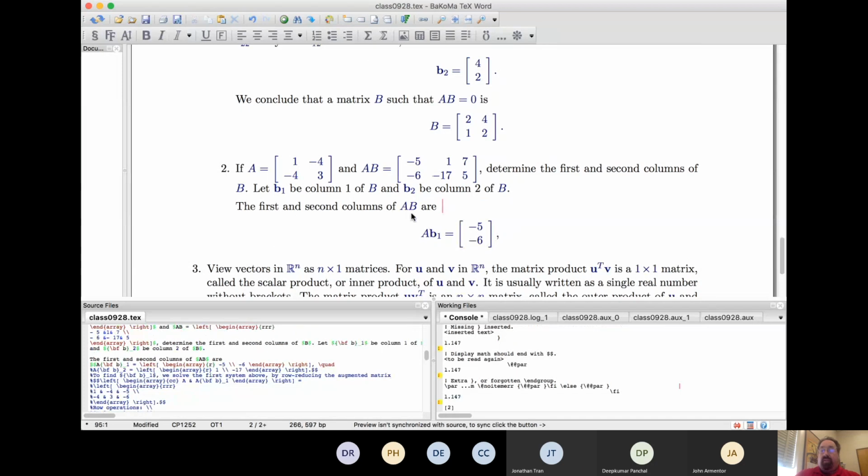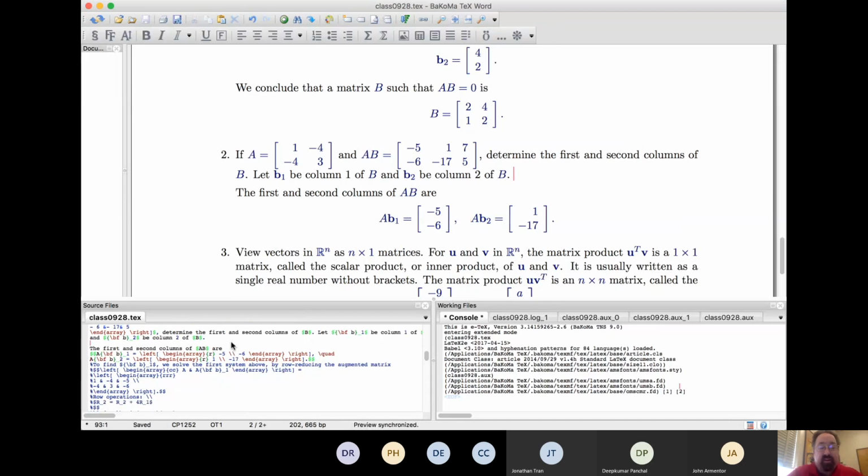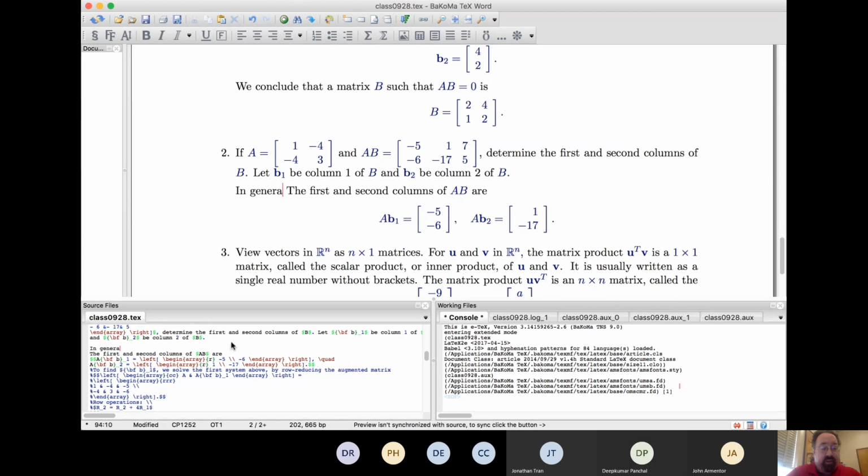So what I can do is I'm going to do this one column at a time. Because the first column of the result is just A times the first column of B, which is unknown. And then the second column of AB is just the whole matrix A times whatever the second column of B is. Now, I'll make a comment here.